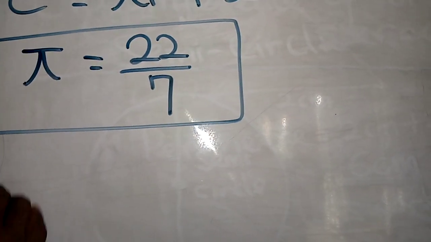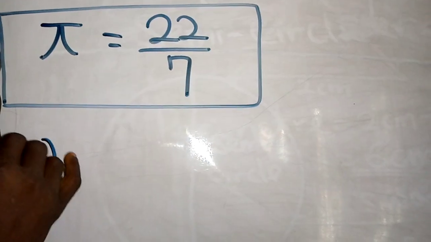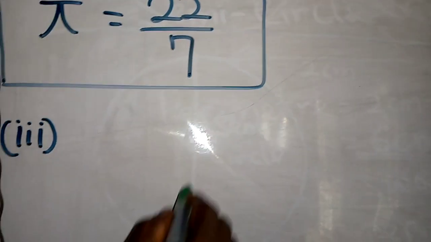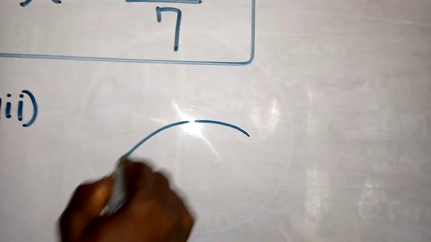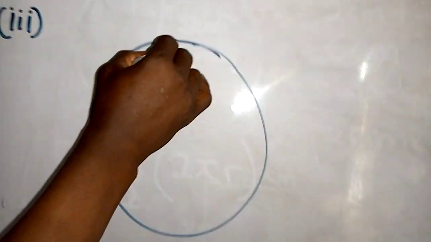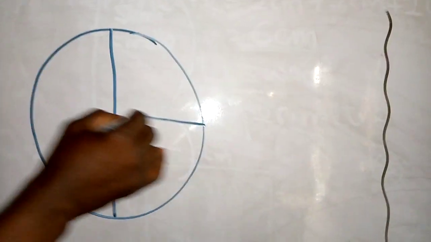Then we now go to the third example. We also have, when you have a circle like this, you divide the circle into 4 parts. Of course, the circle has a center.